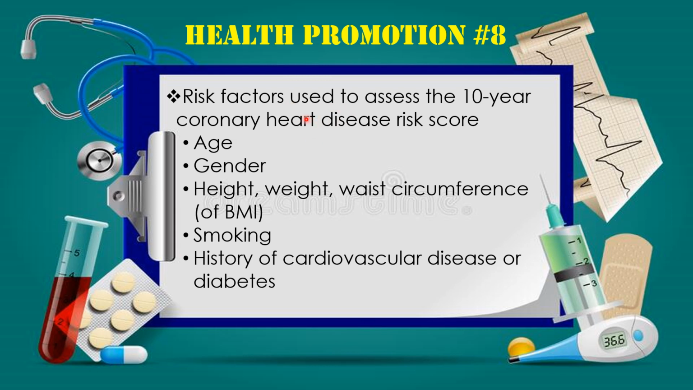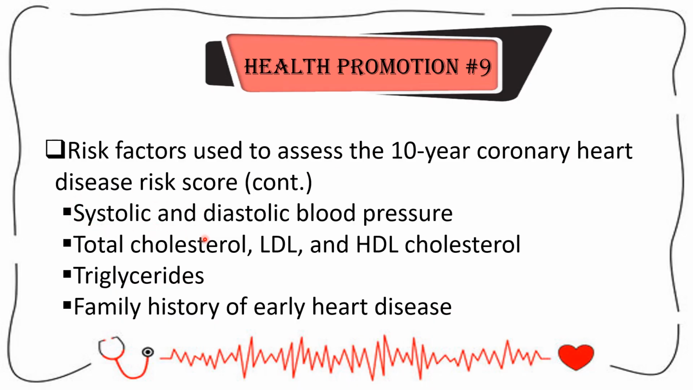So to continue with the health promotion, risk factors used to assess the 10-year coronary heart disease risk score are the following: age, gender, height, weight, waist circumference or BMI, smoking, history of cardiovascular disease or diabetes. Okay, so you also assess for systolic and diastolic blood pressure, total cholesterol, the low density lipoprotein and the high density lipoprotein cholesterol, and the triglycerides, and the family history of early heart disease.